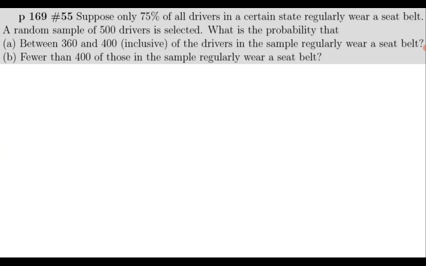So this is the last question, which says suppose 75% of all drivers wear a seat belt and a random sample of 500 drivers is selected. Now the distribution is not given, you need to compute this probability. Which means you need to compute 360 less than or equal to x less than or equal to 400. But what is x? If you spend some time, you will realize that it is actually binomial distribution. So x is binomial distribution with n equal to 500 and probability equal to 0.75.